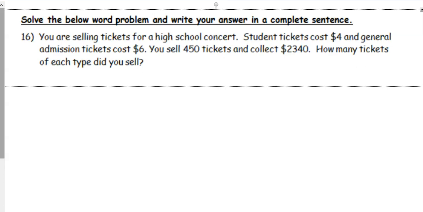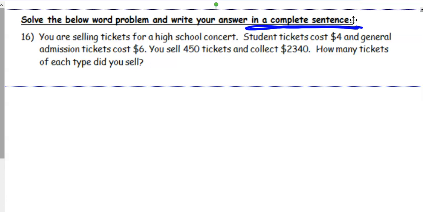Let's take a look at this. Solve the word problem below. Write your answers in a complete sentence. I'm not looking for a paragraph or a page, just a complete sentence. Okay? And actually, I'm even okay if you just simply label it. I'll show you what I mean by that.